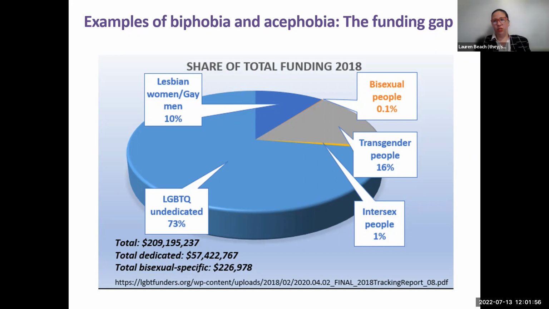And you'll notice that asexual people are not in this report, and that is because funding to asexual people and populations has never been tracked by funders. And I think it hasn't been tracked likely because there would be nothing to report. And also, in breaking down the LGBTQ undedicated, what we find is that there's a lack of focus on bisexual people in those dollars too.